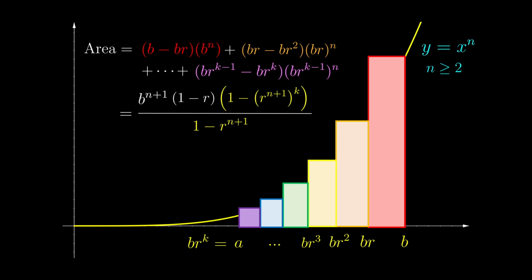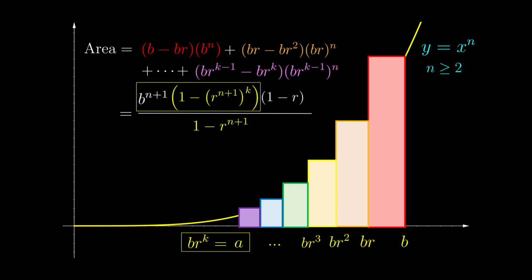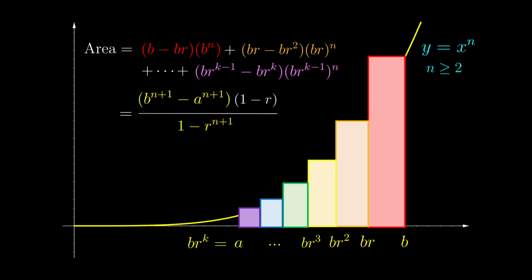However, notice what happens when we swap these two factors. Because a is by definition equal to b times r to the power k, these two factors multiply together to b to the power n plus 1 minus a to the power n plus 1. And this is an approximation of the area under the curve. And so, to obtain the actual area, k needs to tend to infinity, or equivalently, r tends to 1. Note that this part is independent of k or r, and so we will ignore this part when we proceed.